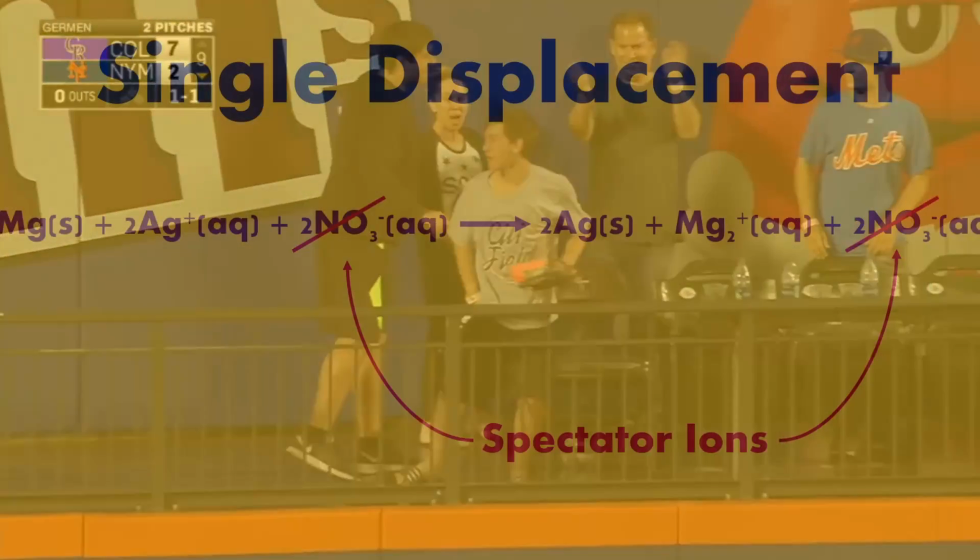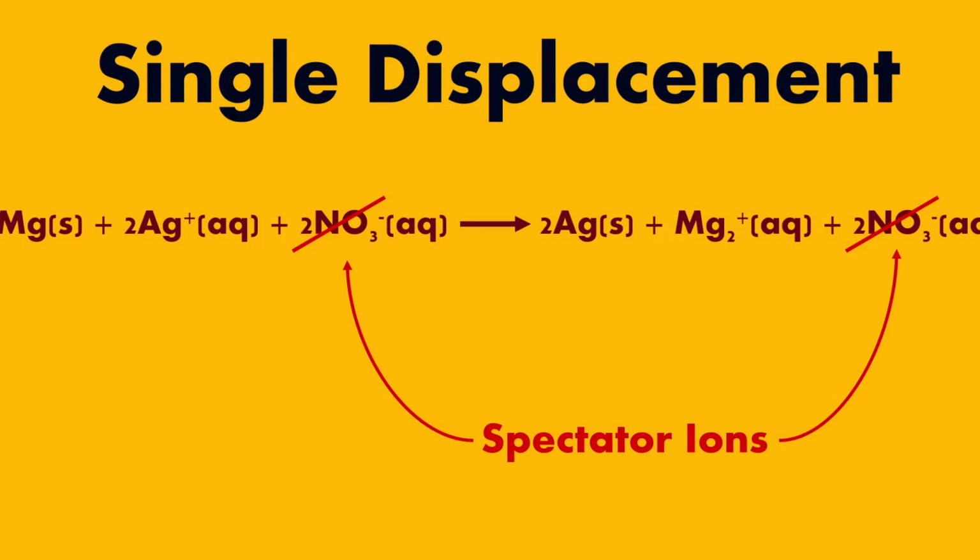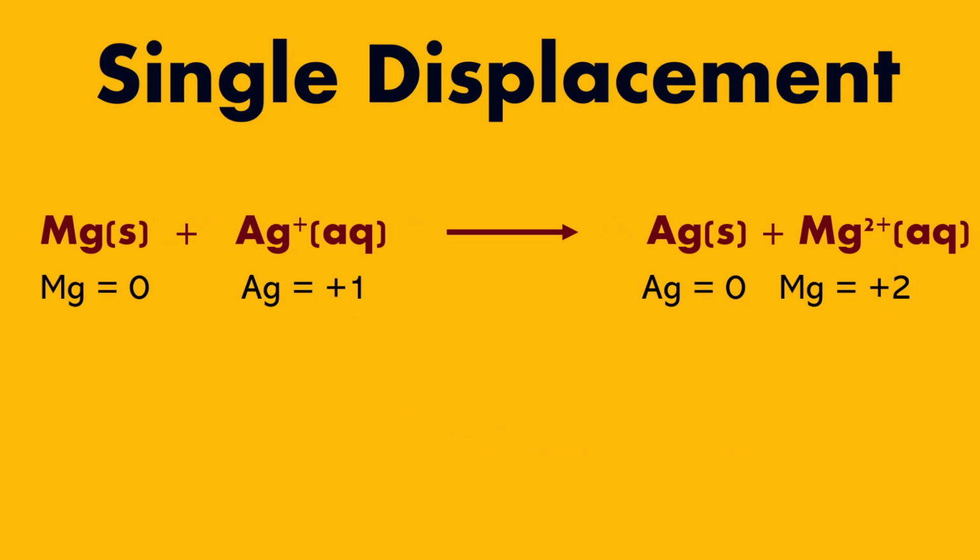Oh, it's gone. Now, that guy in that last clip was not really what we would consider a spectator, because he actually did participate. However, in a reaction, the spectators do not participate. So you might see this equation come at you slightly different. It may be unbalanced and without the spectator ions. Here, there's no spectator ions.